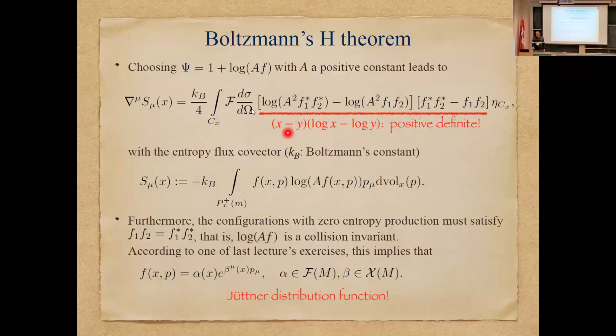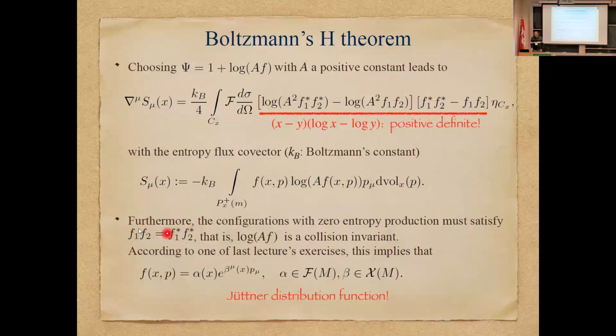So when is there no entropy production? So when is this exactly zero? And as I said, it is when x is equal to y, or in other words, f1 f2 equals f1' f2'. So remember this notation: this is f evaluated at p1 and f evaluated at p2 before the collision, and this is a product of the f's after the collision.